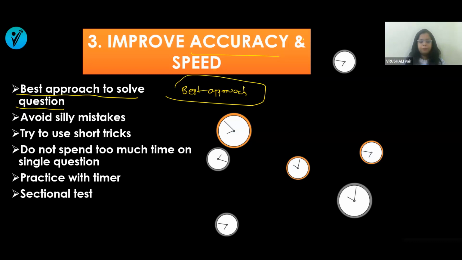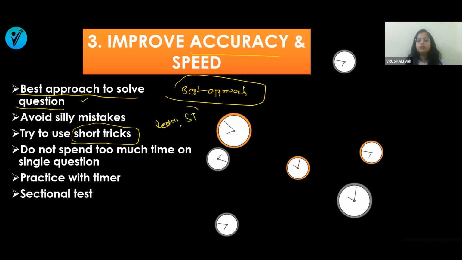I'm not saying on pen and paper, but at least in your brain you should be clear by reading the question, and you have to use the best approach to solve each and every question. For the best approach, what can you do? You can use the short tricks. So you have to learn the short tricks.